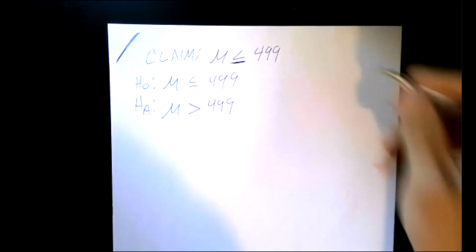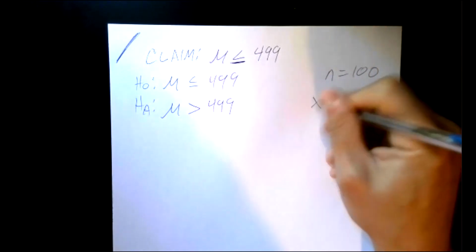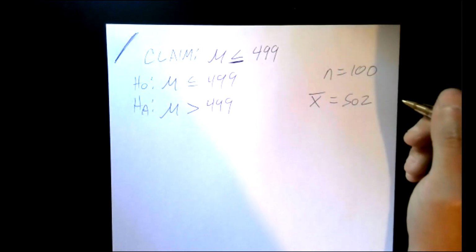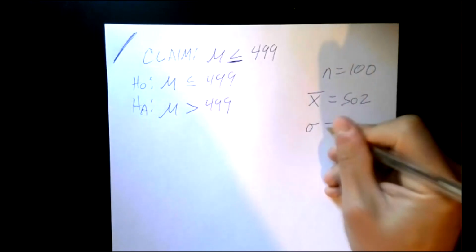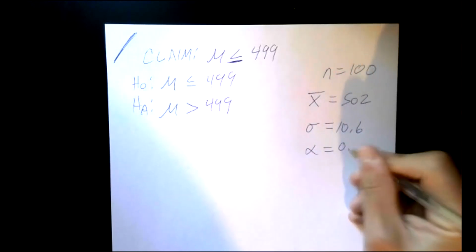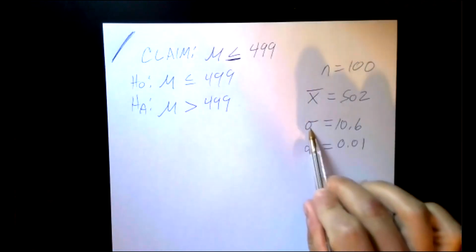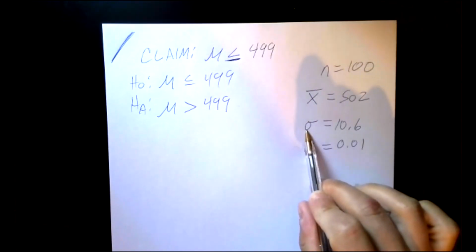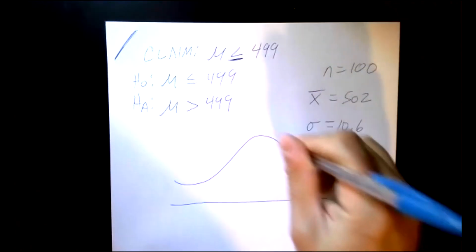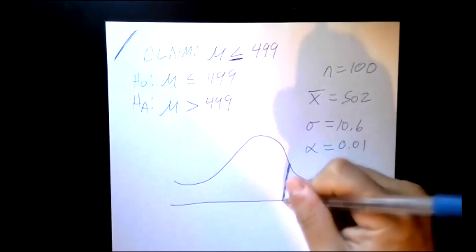Okay, what else do they say? Sample size is 100. The sample mean is 502. Assume the population standard deviation is 10.6. Alpha is 0.01. Now, because we have the population standard deviation, we'll use the Z distribution. The alternative is greater than, so this is a right-tailed test.